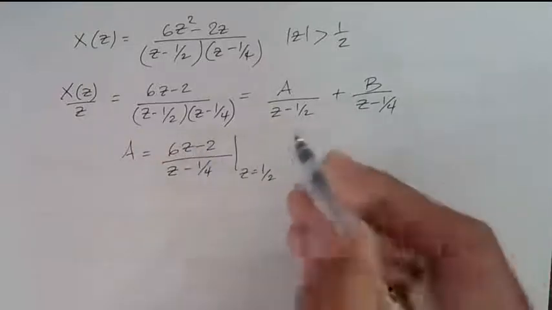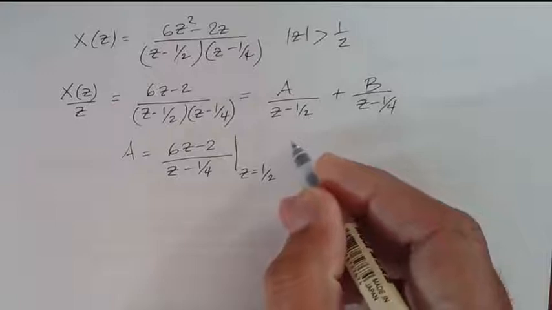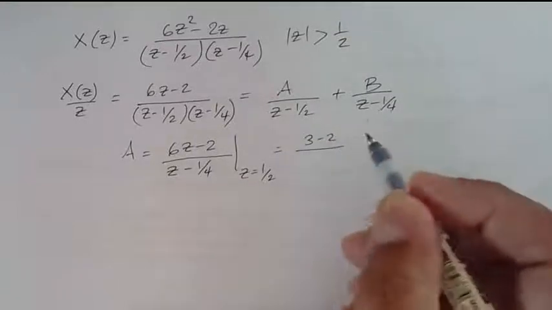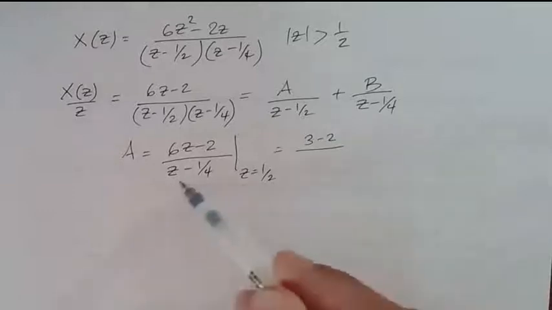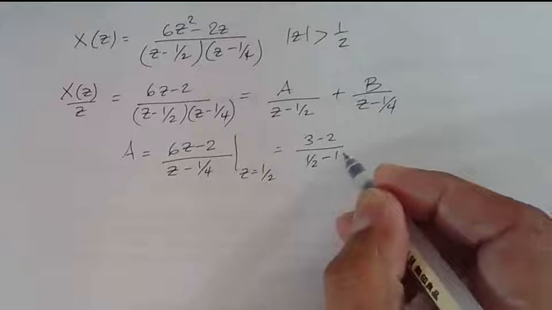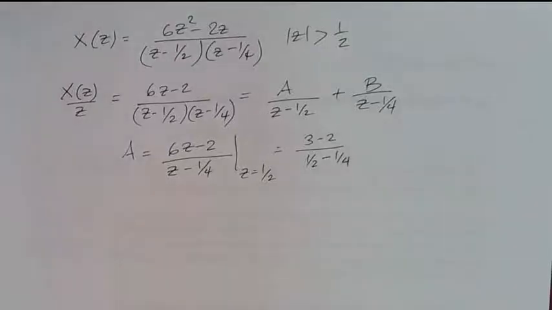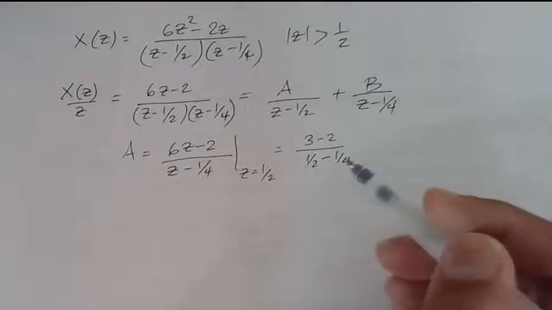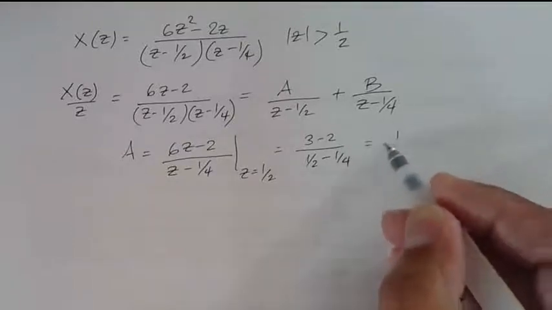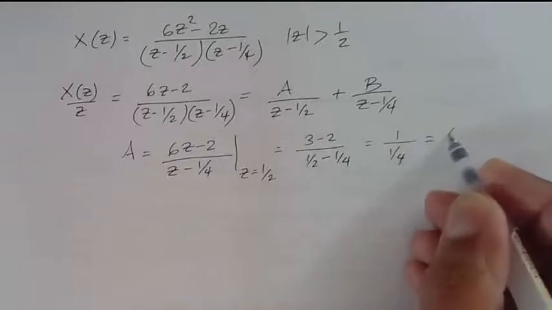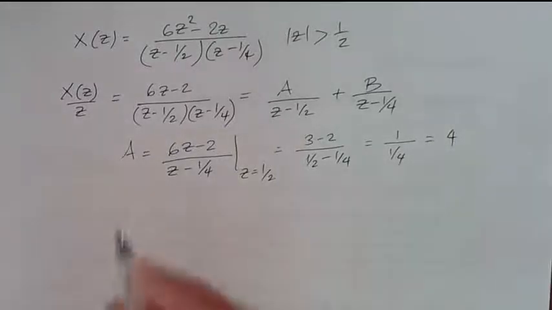Plugging 1/2 in here, 6 times 1/2 is 3. So I've got 3 minus 2 over, and plugging in 1/2 here, I have 1/2 minus a fourth. Right? So 3 minus 2 is 1. 1/2 minus a fourth is a fourth. So that's equal to 4. A is equal to 4.